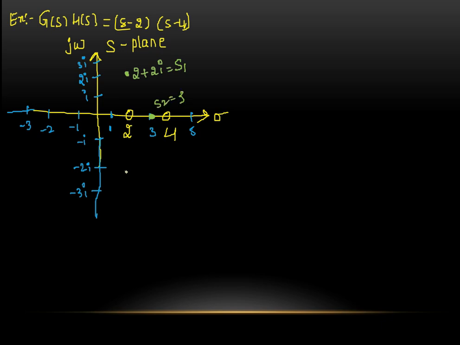The third point I am choosing S3 equal to 2, and in imaginary axis it is 2 minus 2i, and S4 equal to 1. And I am enclosing this 0 with the help of these points: S1 to S2, S2 to S3, S3 to S4, S4 to S1.